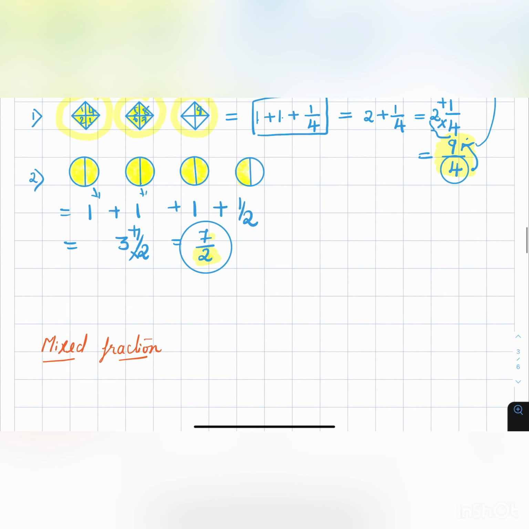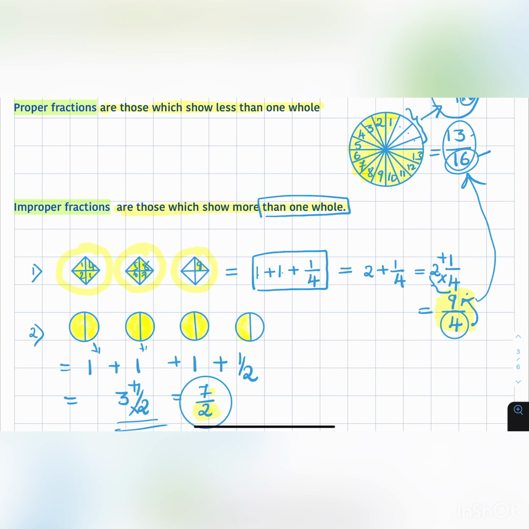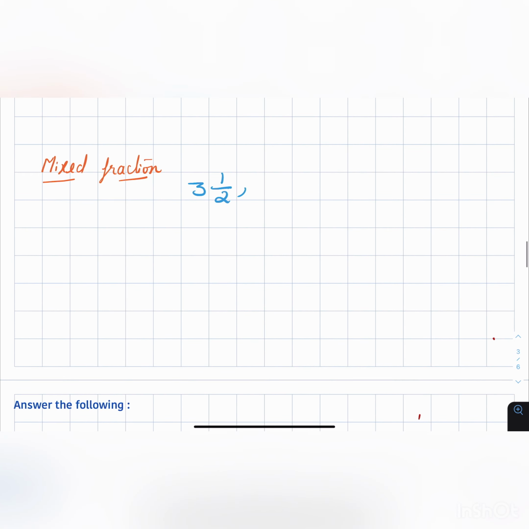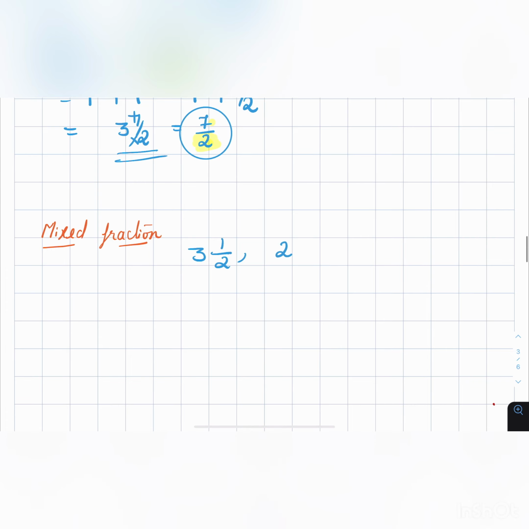And we are getting this 3 and a half. And we are getting here 2 1 by 4. These are called the mixed fractions. Why are they called mixed fractions? There is no difference between the improper and mixed. Improper, we write down as a fraction like this.